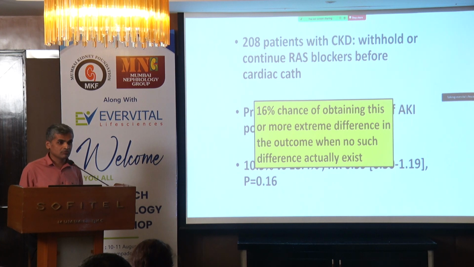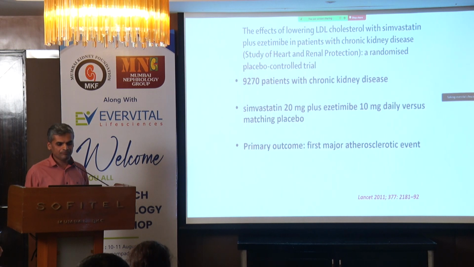So if we go by the null hypothesis interpretation of p-value, there is a 16% chance of obtaining this or a more extreme difference in the outcome when actually there is no difference. That is our interpretation of this p-value.